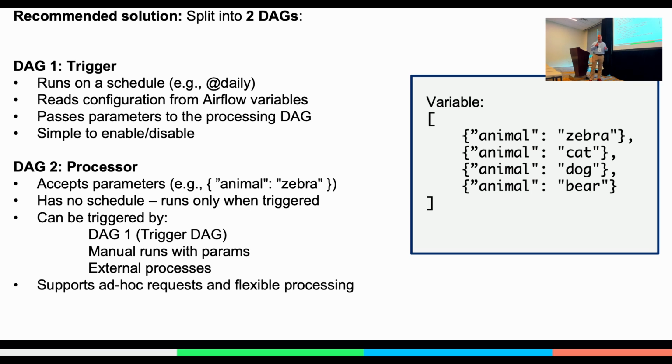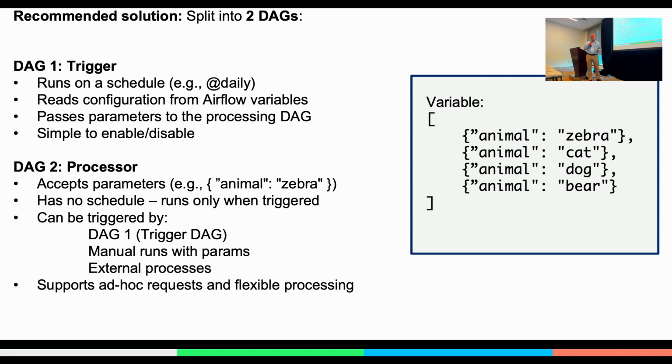So the processor DAG's only responsibility is to accept the parameter of an animal. It has no schedule and only runs when it's triggered. It could be triggered in many different ways. By DAG 1, as you see in this example. Manual runs with parameters, so I can go to the Airflow UI, fill out the DAG parameters, and run it manually. Or it can be triggered via API.